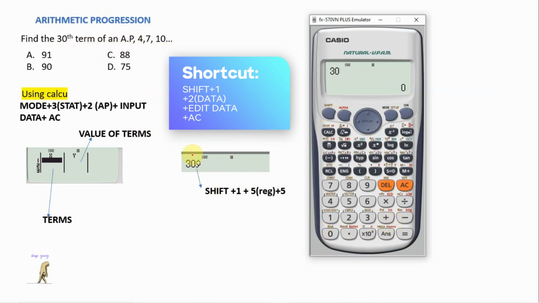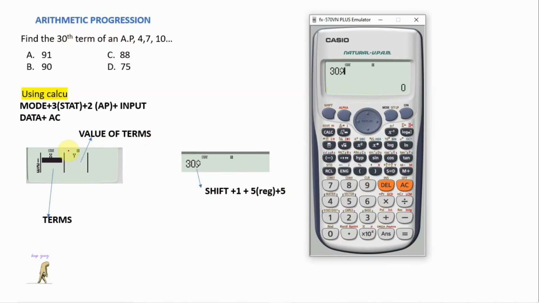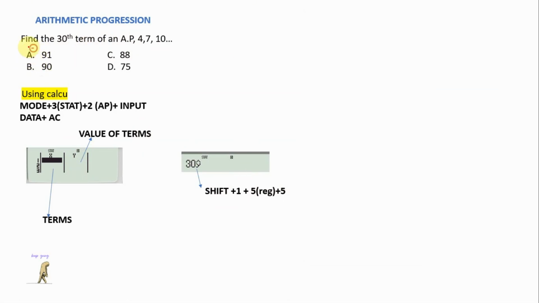30, as you can see here. Then we're gonna press shift, 1, 5 for regression, and then number 5 for our y, because we are finding the value of the 30th term. So, equals, we get our answer, which is 91. It is letter A.